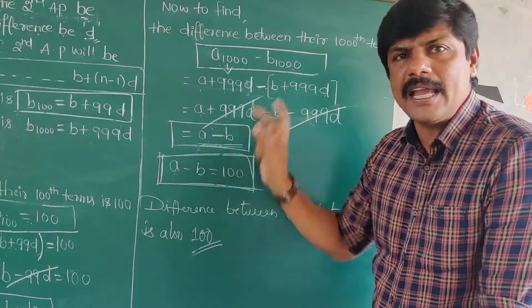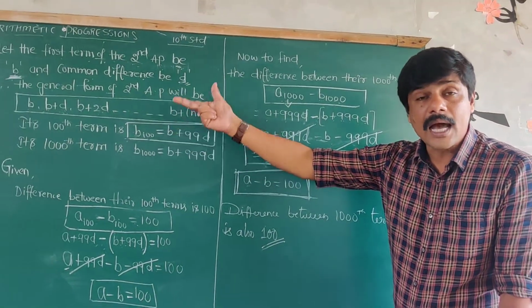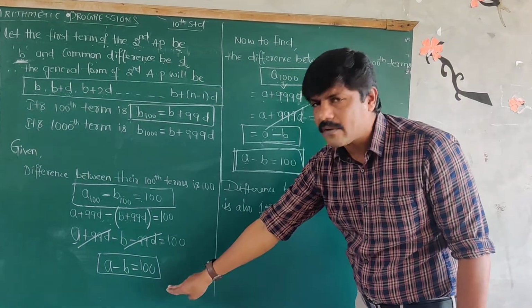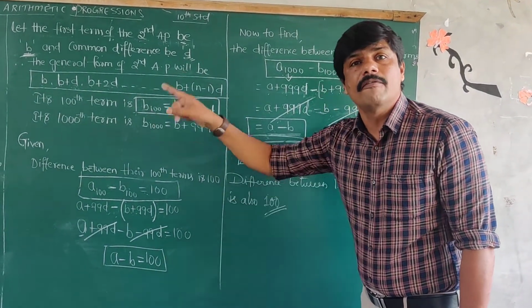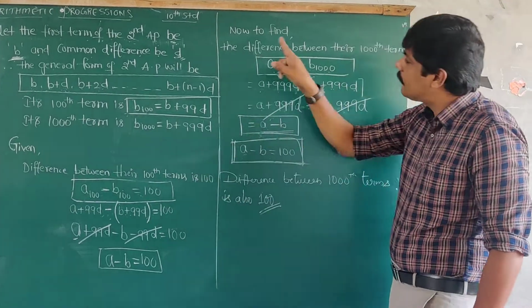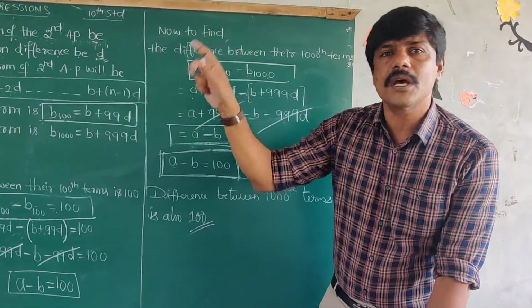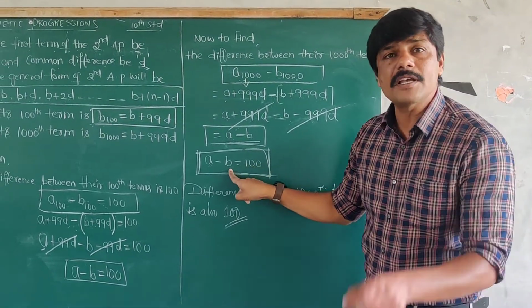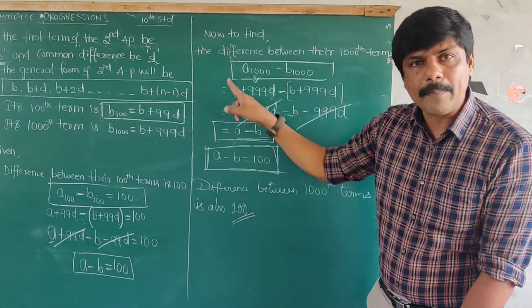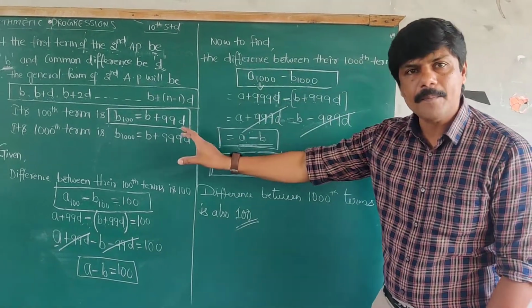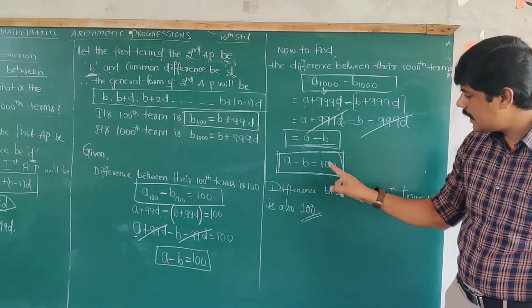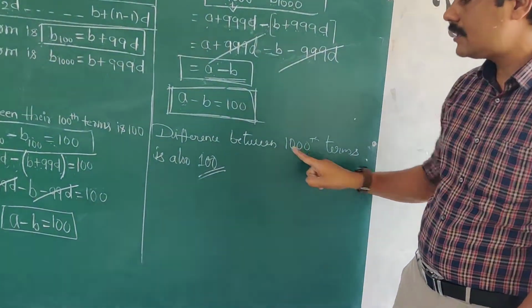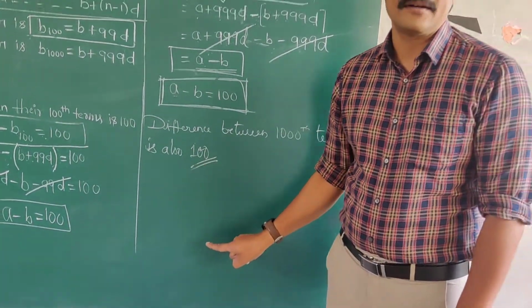It's very, very easy. The difference between the 100th terms of the two APs is equal to the difference between the first terms of the two APs. The difference between the thousandth terms of the two APs is also equal to the difference between the first terms of the two APs. Therefore, the difference between the thousandth terms is equal to 100. Understand, children?